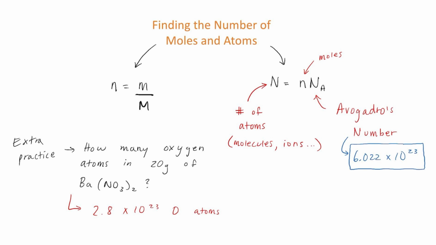And with that, that's the end of this lesson on how you can find the number of moles and the number of atoms in different chemical substances.